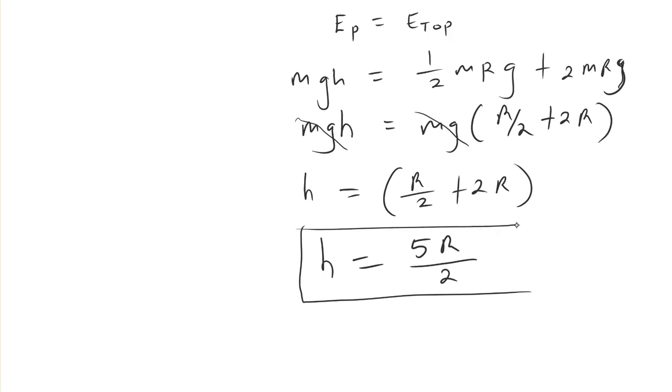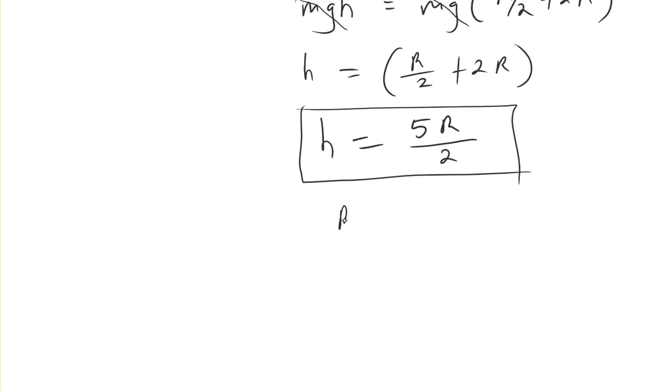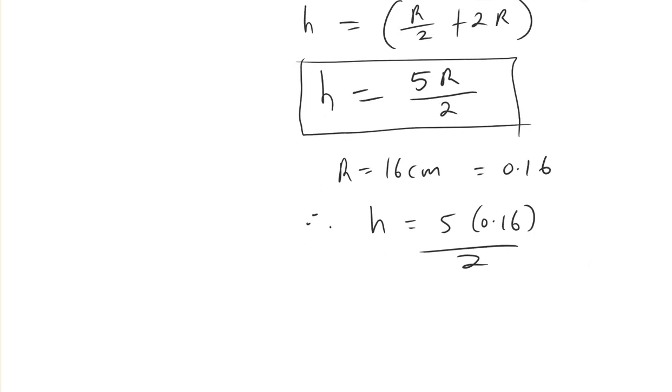This is the expression for the height at which the block should be released, such that it is at the verge of losing contact with the loop at the top of the loop. Now for this specific question, r is 16 centimeter, which is equal to 0.16. Therefore, h is 5 times 0.16 over 2. I'm going to punch this out in my calculator, divided by 2, and this gives me a value of 0.4 meters or 40 centimeters.